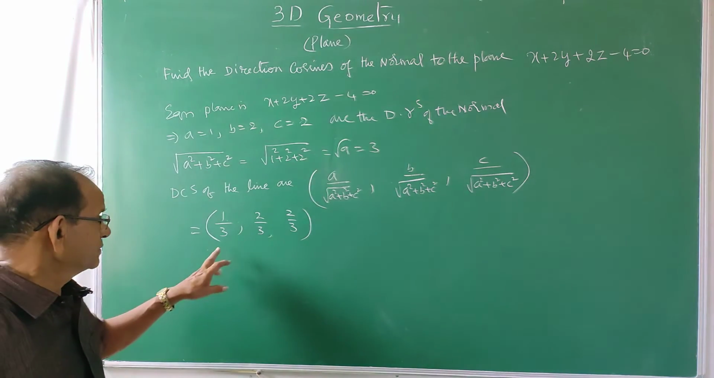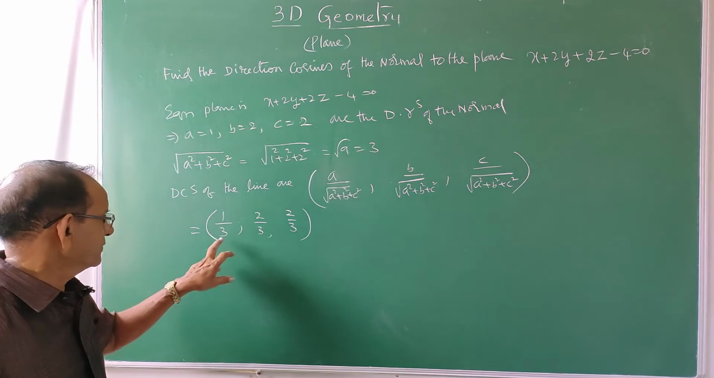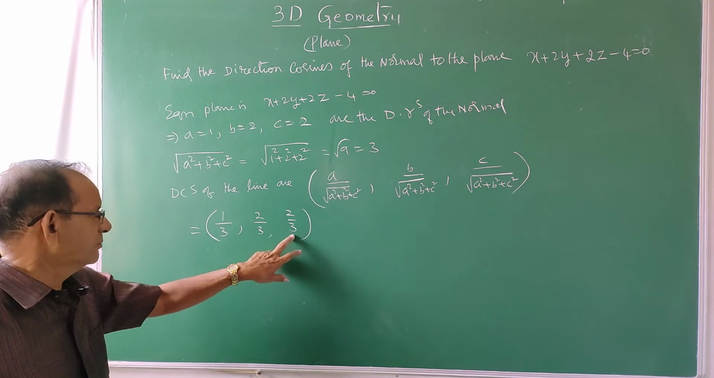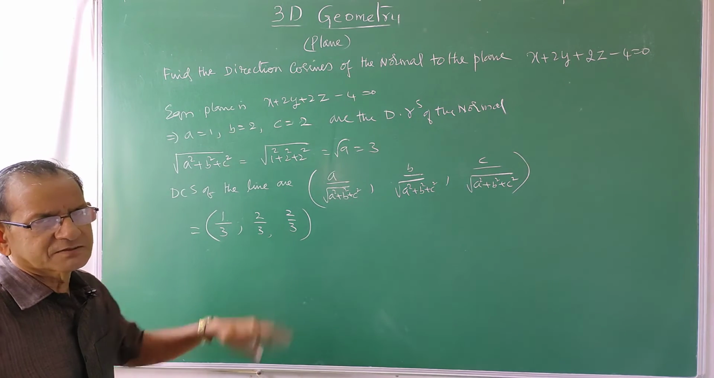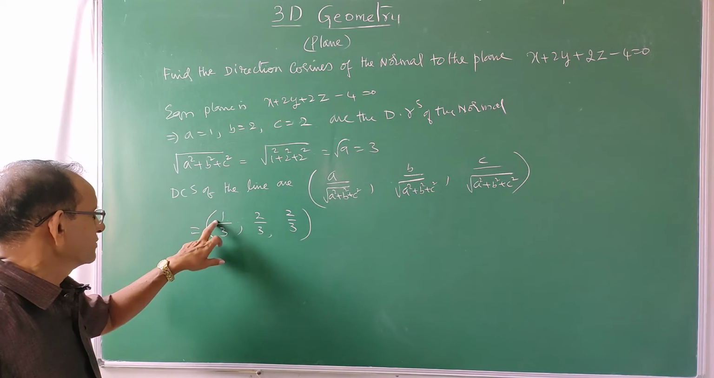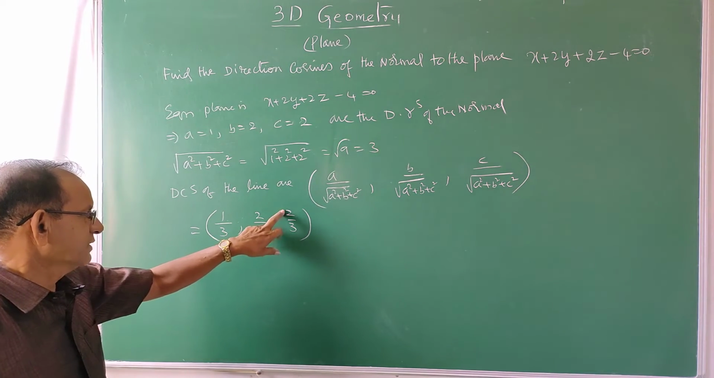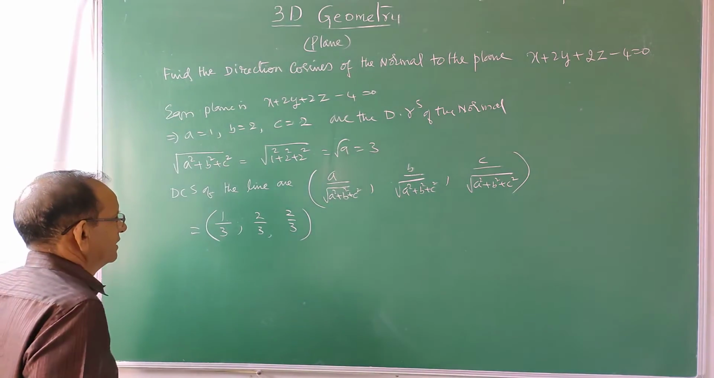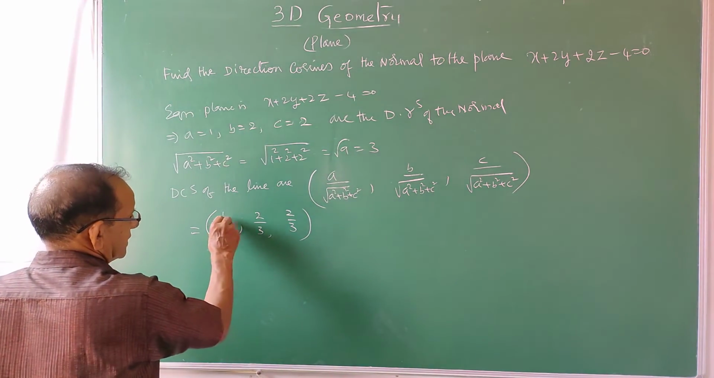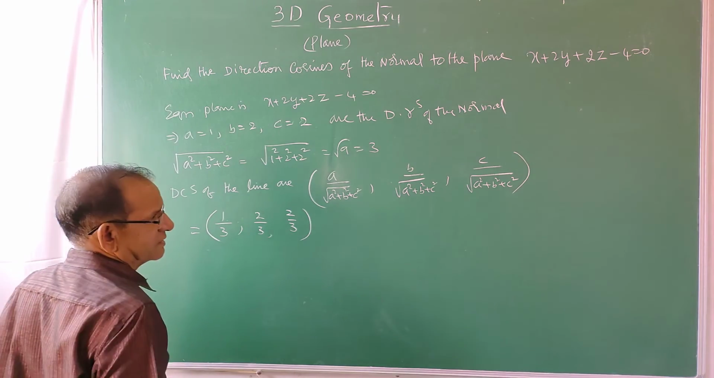You have to check whether they are the DCs or not. If you consider them as l, m, n, l square plus m square plus n square must be 1. That is 1 square plus 2 square plus 2 square by 3 square, that is 1 plus 4 plus 4, 9 by 9. That is 1.